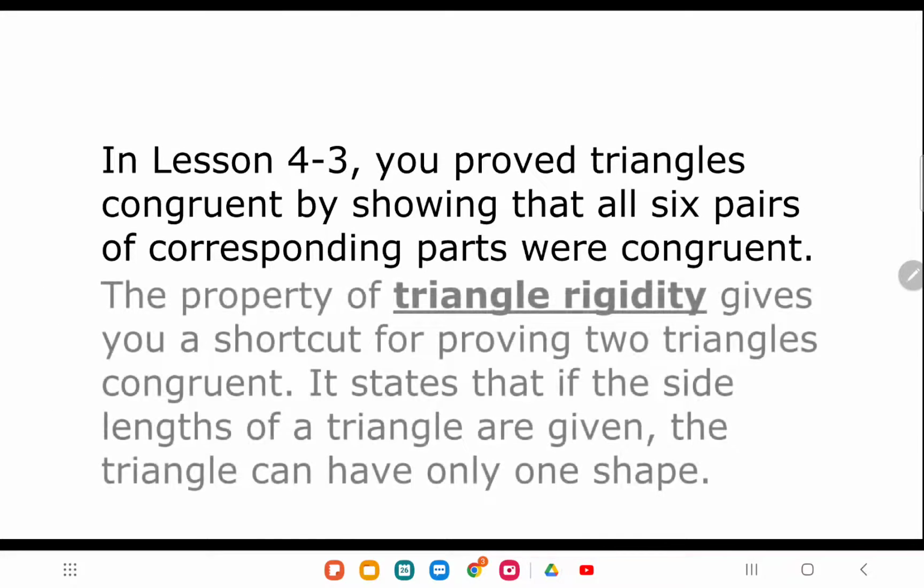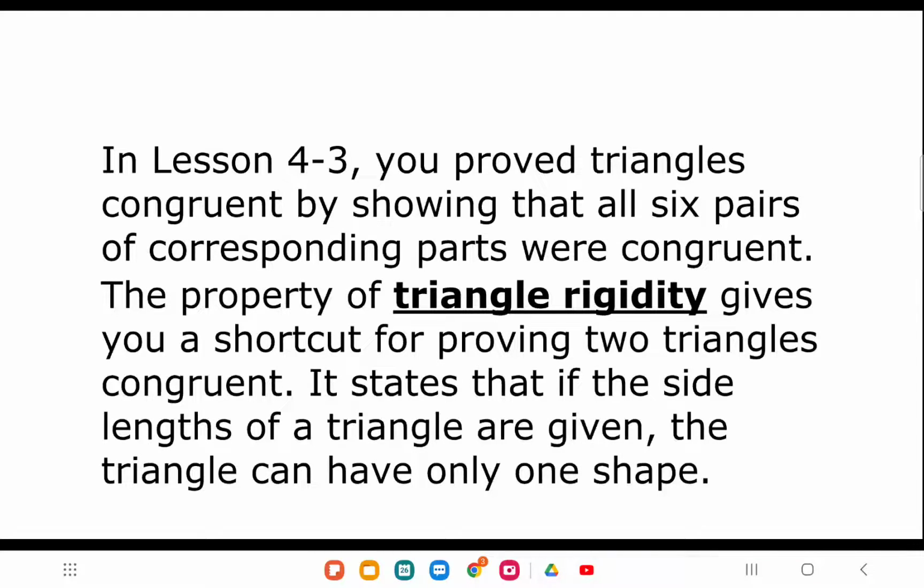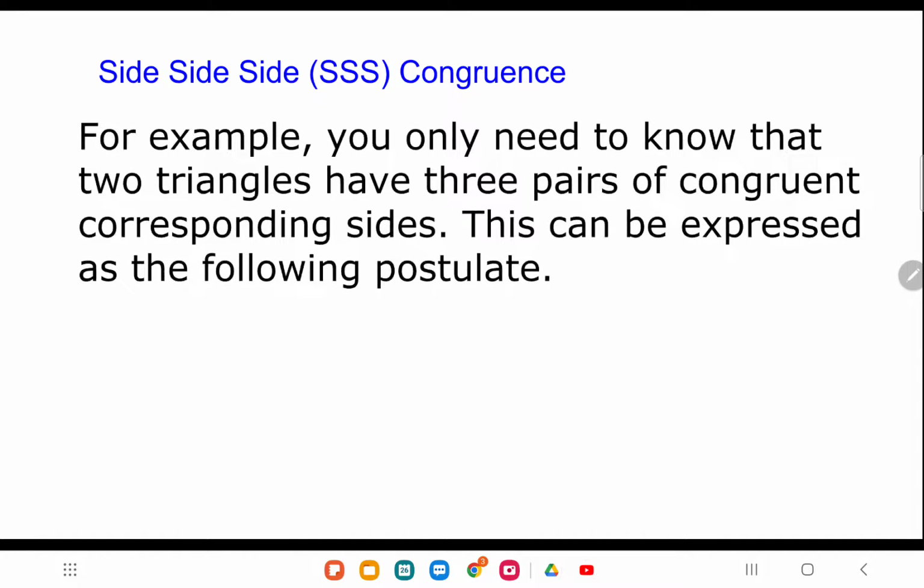In lesson 4.3, the previous lesson, you proved triangles congruent by showing that all 6 pairs of corresponding parts were congruent. But there's a property called triangle rigidity. It gives you a shortcut for proving that two triangles are congruent. It states that if the side lengths of the triangle are given, the triangle can have only one shape. And you saw this in the Desmos exploration today. This leads to the postulate of side, side, side congruence. So you only need to know that two triangles have 3 pairs of congruent corresponding sides.